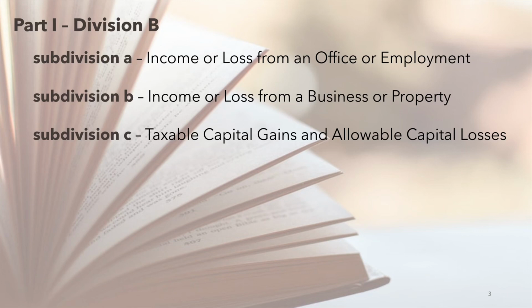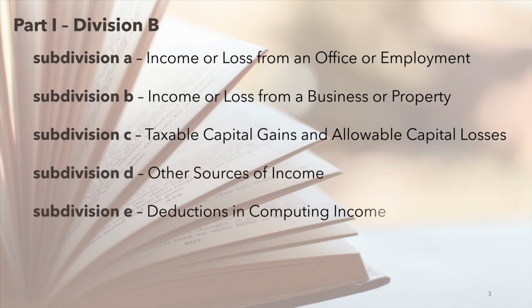Now that you know what Subdivision C is talking about, recall that Subdivision D covers other sources of income and Subdivision E covers deductions in computing income. The example I think we used in an earlier video was a contribution to a registered retirement savings plan. In this video, we're going to review the ordering rule. And to do that, I need you to find a specific piece of legislation in the Income Tax Act.